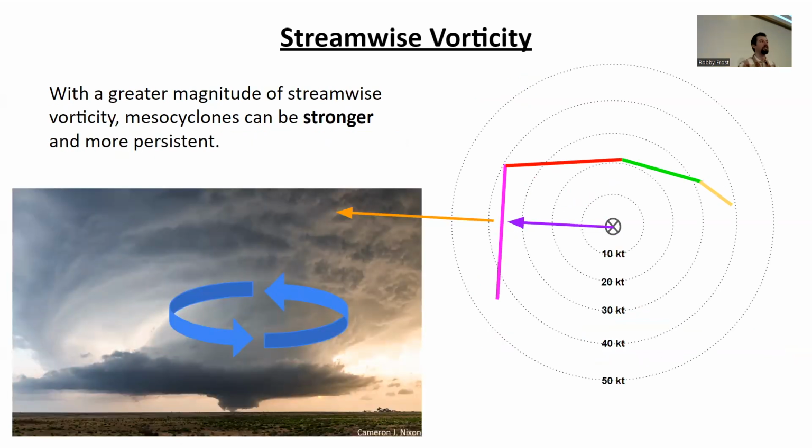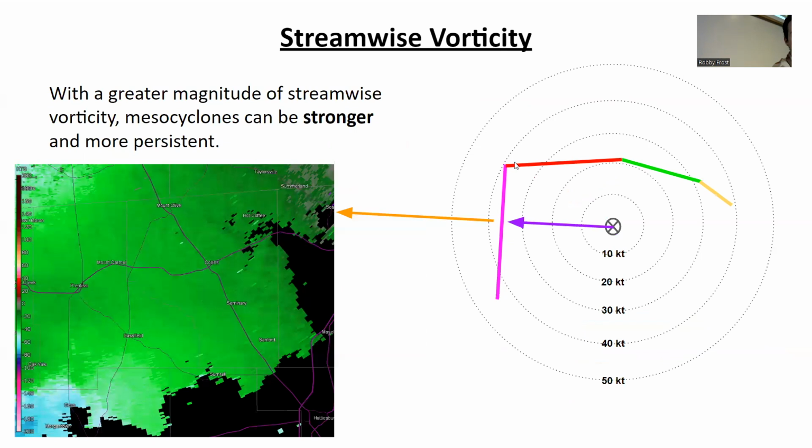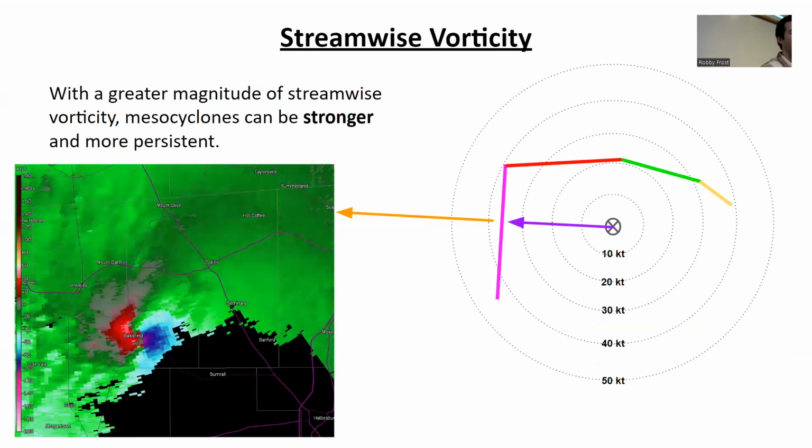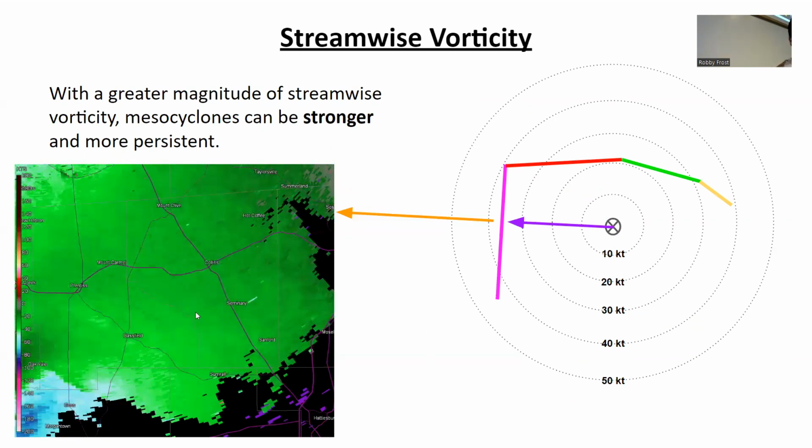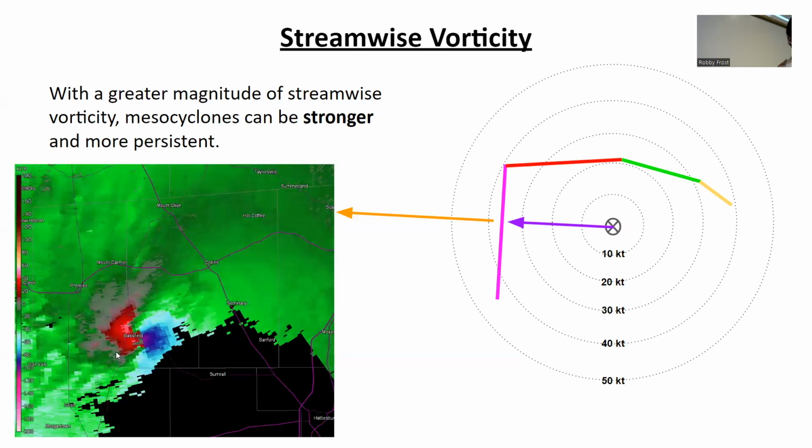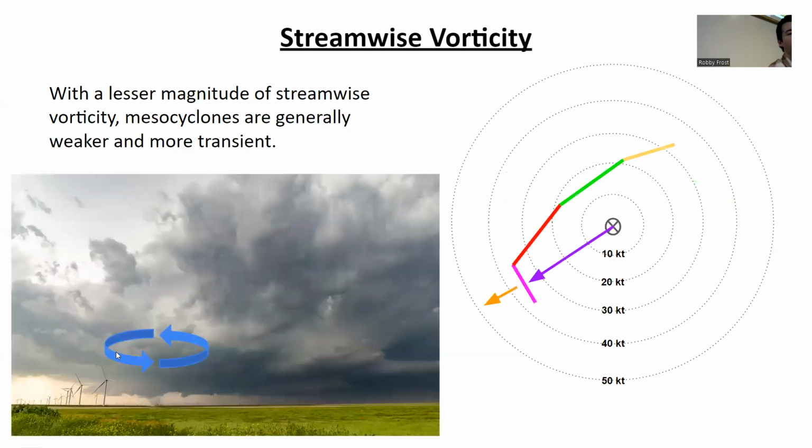And this is the easy one. With a greater magnitude of streamwise vorticity, mesocyclones can just be stronger and more persistent. Right? So there's usually not a drawback to having more streamwise vorticity if you're into tornadoes. So here's an example of a case that has very strong streamwise vorticity. You get, lo and behold, very strong mesocyclones. Whereas with a lesser magnitude of streamwise vorticity, when this shear vector is a lot smaller, mesocyclones are generally weaker and a lot more transient.